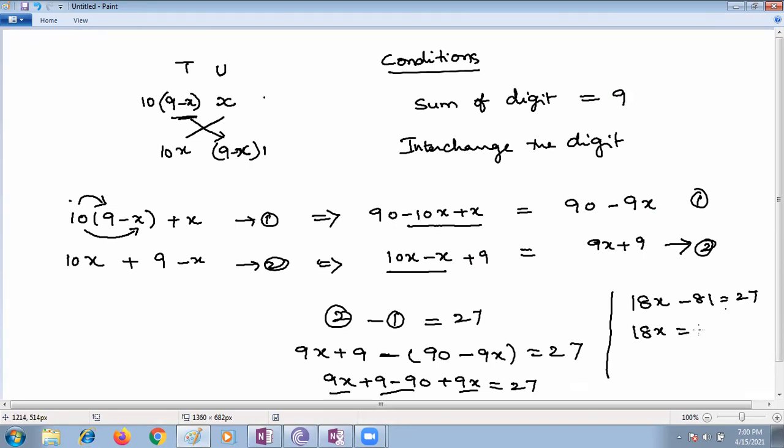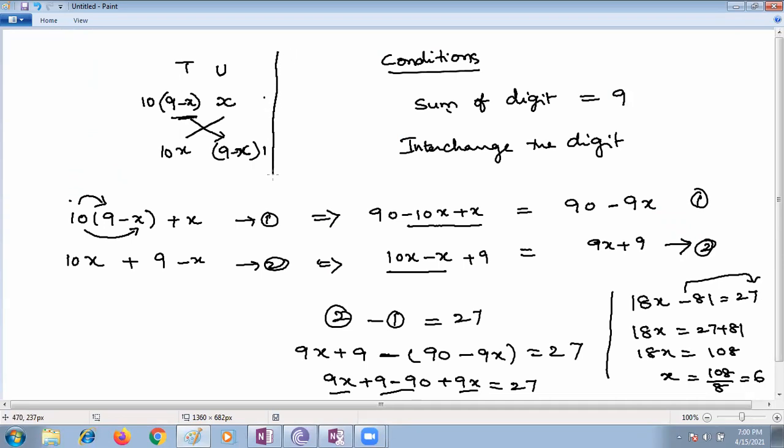18x is equal to 27... if you transpose the minus to the other side, it becomes plus 81. 18x is equal to 108. Yes, in the 18 table, 108 divided by 18 is equal to how many times? 6 times.